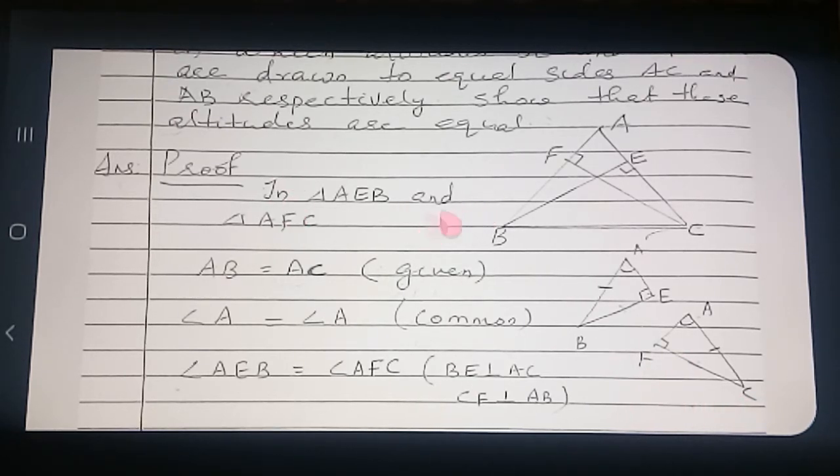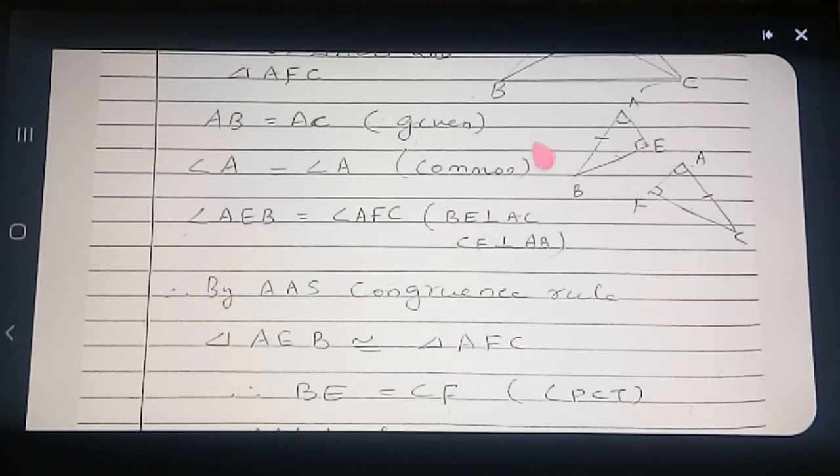In triangle AEB and triangle AFC, AB and AC are equal, already given in the question. Angle A equals angle A, already known, common. And angle AEB is equal to angle AFC, because they are perpendiculars, altitudes. Therefore angle E is 90 degrees and angle F is also 90 degrees. That is what I have written here. Now the main point: which axiom, postulate or theorem will we apply here? See here, you can very easily understand.